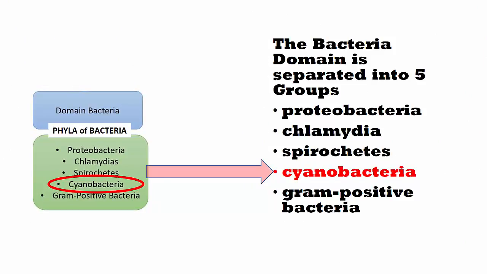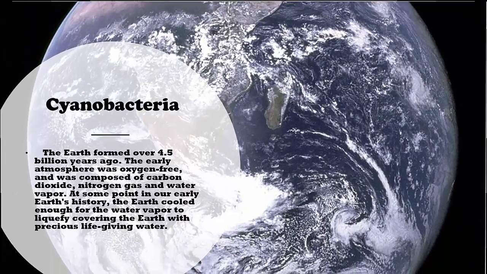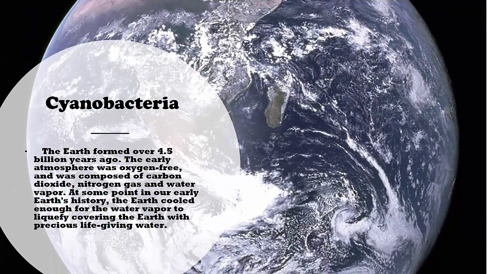Next, we'll talk about the bacteria called cyanobacteria. The Earth formed over 4.5 billion years ago. The early atmosphere was oxygen-free and was composed of carbon dioxide, nitrogen gas, and water vapor. At some point in our early Earth's history, the Earth cooled enough for water vapor to liquefy, covering the Earth with precious life-giving water.